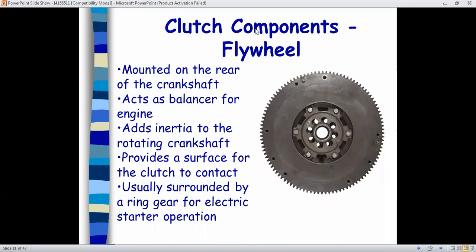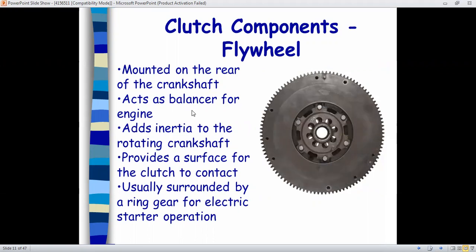Now, the clutch components. So first is the flywheel. First is the flywheel from the clutch components. Then we are going to study some details of the flywheel. It is mounted on the rear of the crankshaft and acts as a balancer for the engine. So it has multiple uses.